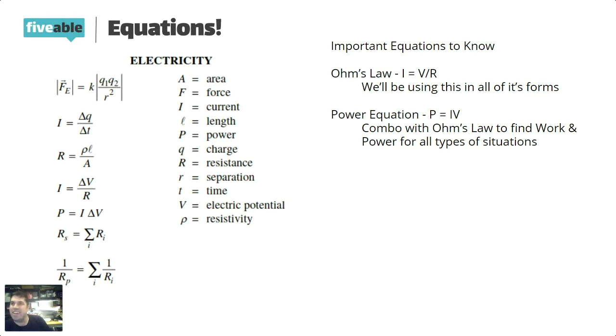The last one here is the power equation. P equals I delta V. Okay? Power, the energy over time, or the rate of work, is equal to the current times the voltage. We're going to use that one quite a few times. We're also going to combine that with Ohm's law. For example, sub in this I for that I and get V times V over R, V squared over R. Or we can get I squared R or IV. So different power equations, again, depending on our use cases.